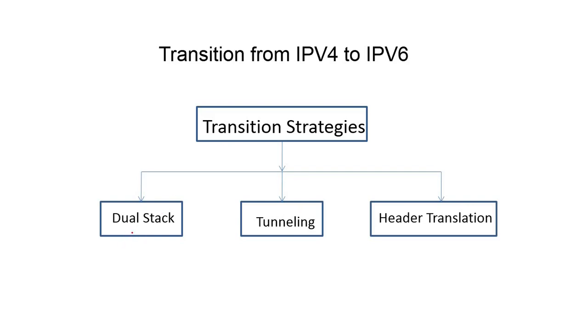The transition strategies: the first one is dual stack. It means whatever components and devices we are currently using, like routers, switches, or any type of network components, all are compatible with IPv4. So we cannot move directly to IPv6. If we move directly to IPv6, we have to replace all these components, which is difficult and costly. So currently we can move with dual stack: whenever IPv4 is feasible, we can use IPv4, and whenever IPv6 is required, we will move towards IPv6.